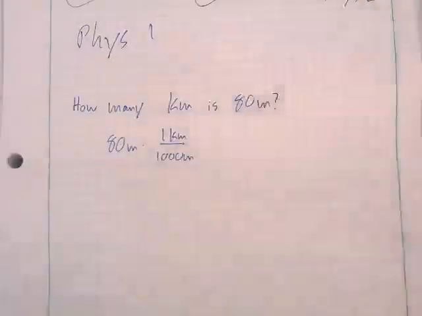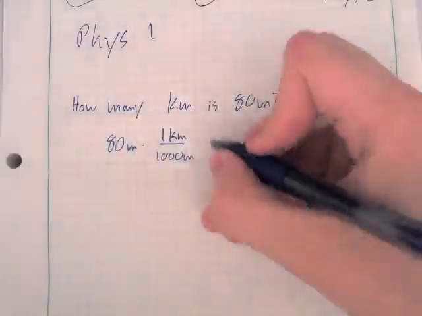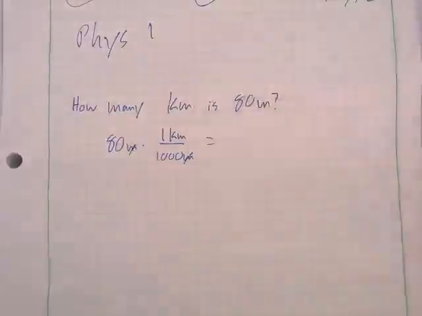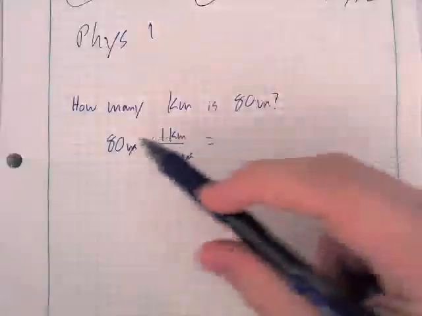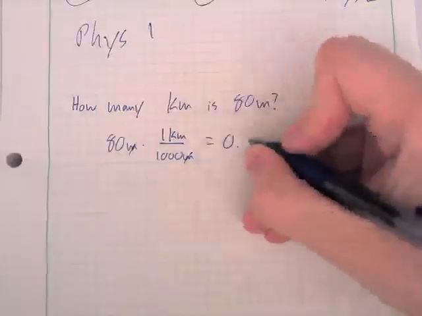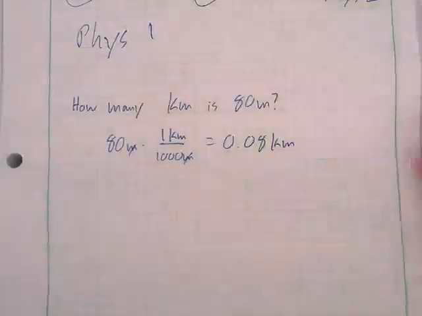The units themselves will cancel out, and you can add, subtract, multiply, and divide as long as you keep track of your units safely, and this will work out just fine. So the meters divided by meters cancels out. 80 times 1 is 80, divided by 1,000, and you get 0.08 kilometers. Very simple, very quick and easy unit conversion problem.